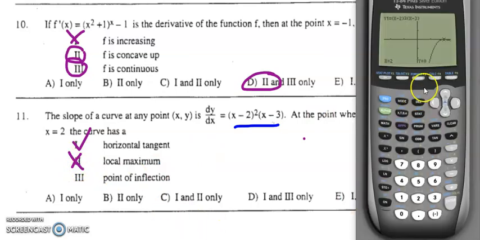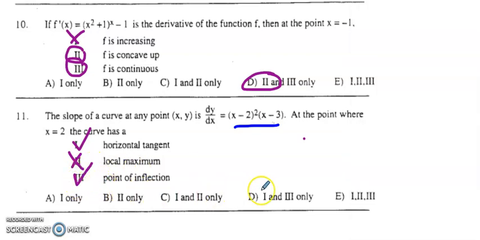And then last, the function will have a point of inflection where the derivative has a local max or local min, any turning point, which does occur here. So there will be a point of inflection on the function, and my answer is 1 and 3 only.